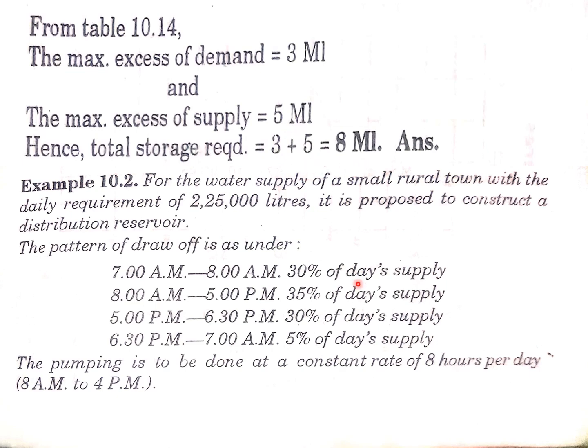Okay. So next problem. The daily requirement of water is 2,25,000 liters and it is proposed to construct a distribution reservoir. So 7 to 8 AM is 30% of daily, 8 to 5 is 45, 5 to 6:30 is 30, and 6:30 to 7 is 5%, they have said. So the pumping is done at a constant rate of 8 hours per day.